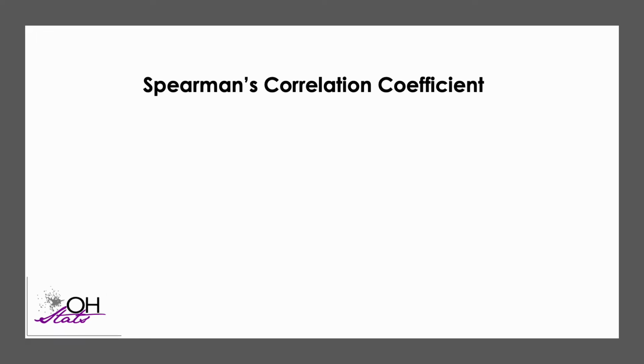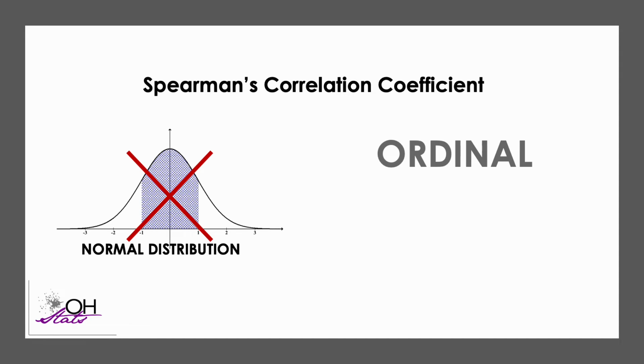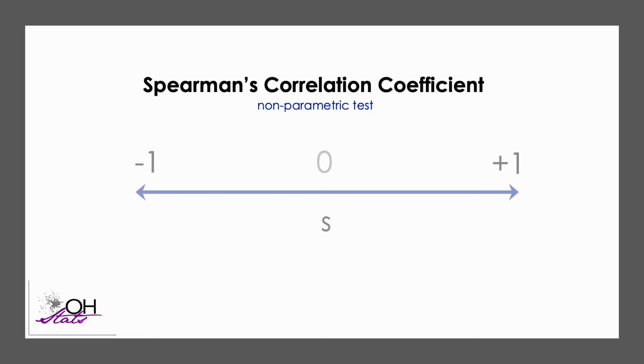You can use the Spearman correlation coefficient if your data does not meet rules of normality, meaning the data is not normally distributed, or your data is ordinal, so not interval or ratio. This is a non-parametric test. More specifically, it is the measure of the strength of a monotonic relationship between paired data. It is also measured on a scale of 0 to plus or minus 1 and is indicated by the S rather than the R.